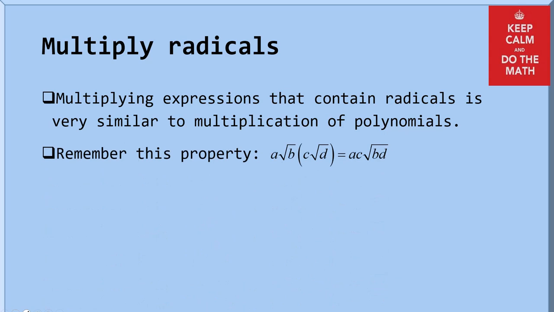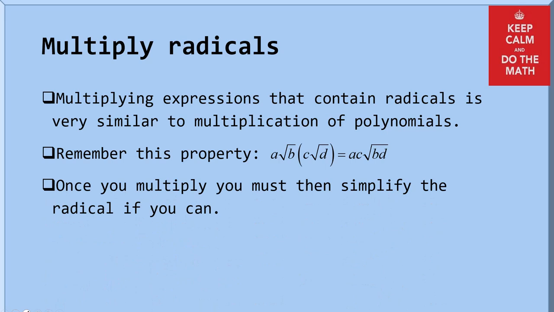So if we take a times the square root of b times c square root of d, the process is, I can multiply the two outside numbers, so the a will be multiplied by c, and the two inside numbers under the radical sign will be multiplied together, so b times d. So you multiply what's outside with what's outside, and you multiply what's under the radical with what's under the radical on the other one. Now, once you multiply, then you'll need to see if you can simplify the radical, and do so if you can.